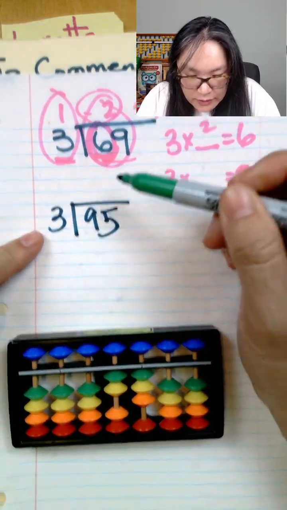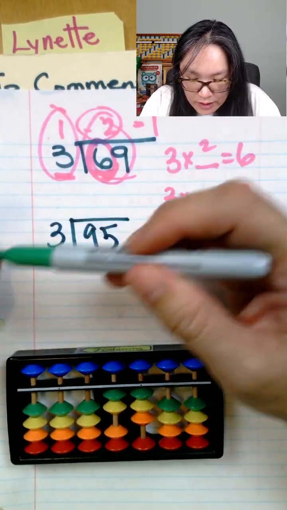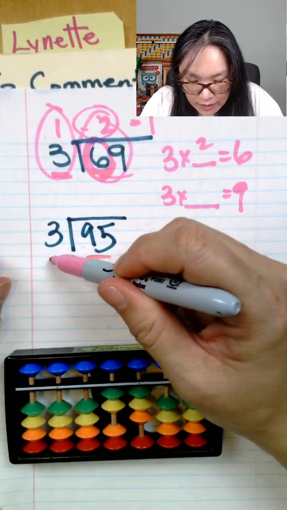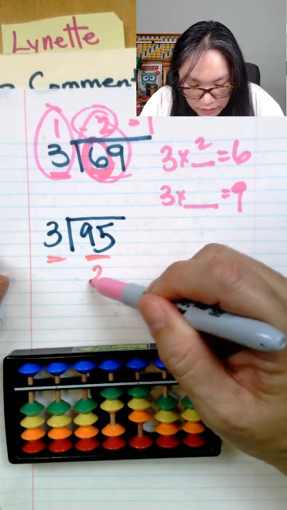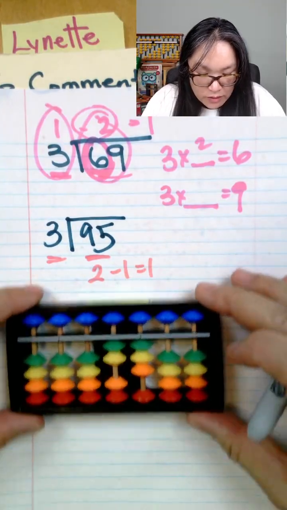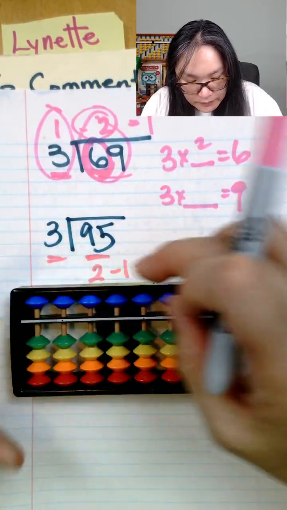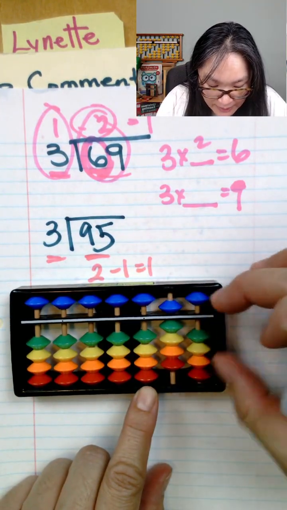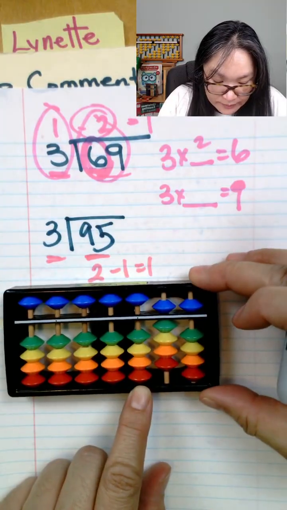395. So again, we figure out our starting point. It's 2 here, right? There's 2 digits here, 1 digit here. So 2 take away 1 is 1. So our starting point is 1. So we're going to put our number here. I'm going to put the dividend on my abacus so we can subtract it.